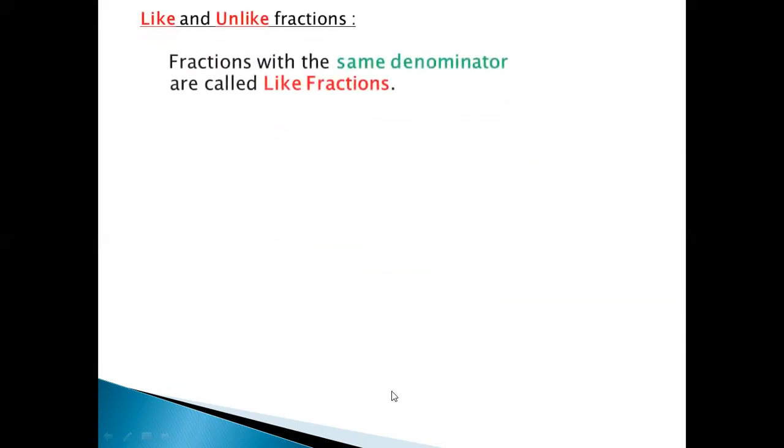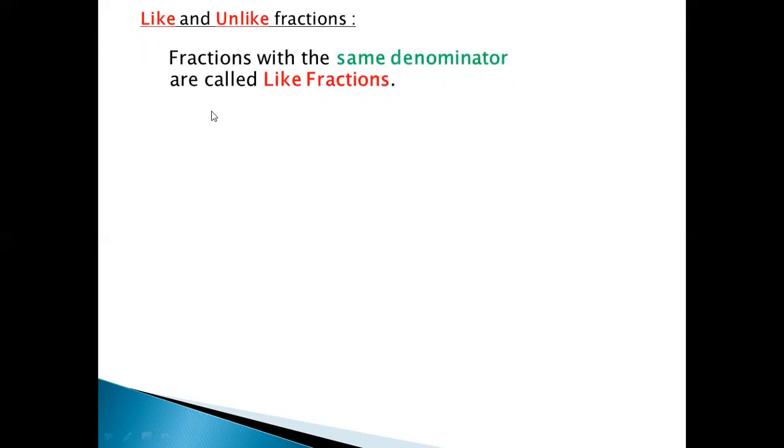Like and unlike fractions. What are like and unlike fractions? Fractions with the same denominator are called like fractions. Look at these two fractions, 6 over 8 and 5 over 8. Both are having 8 in their denominator, in their lower number. Their lower number is the same, 8. That means their denominator is same. So these are called like fractions.